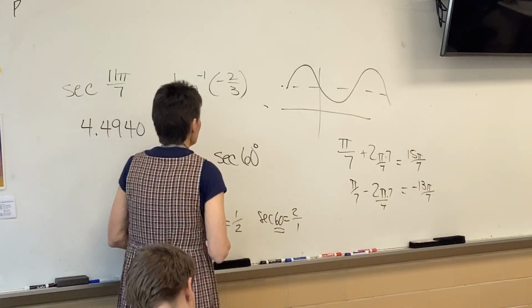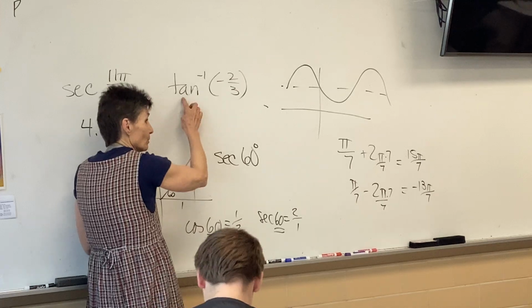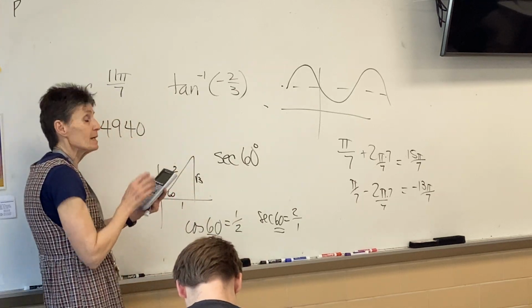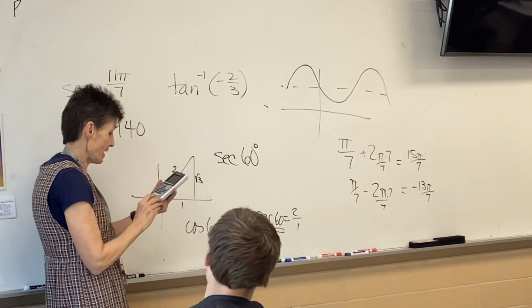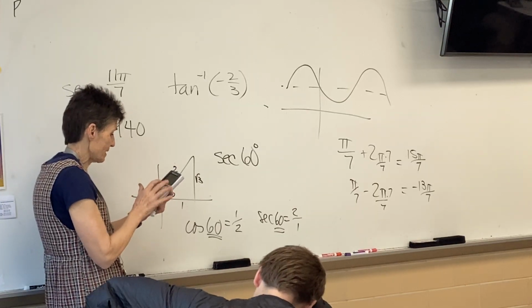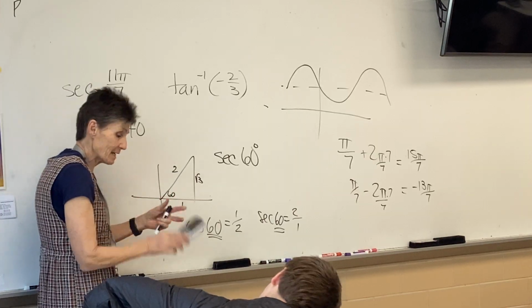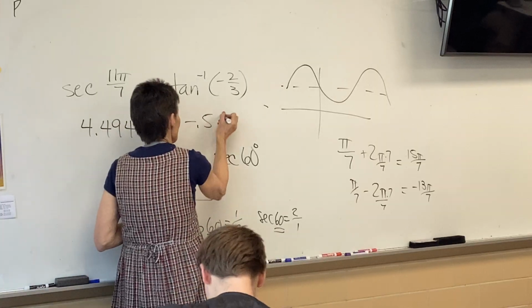This one right here. Now, do I have this button? I do. So I am just going to press that button. Now, if I leave my calculator in radian mode, then, oops, forgot to put in the number, negative 2/3. If I leave it in radian mode, I get negative 0.588.